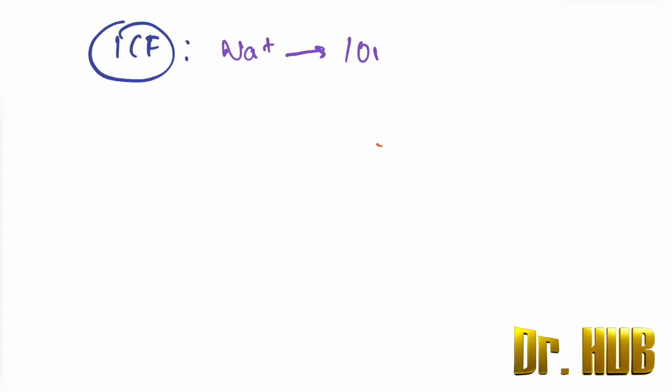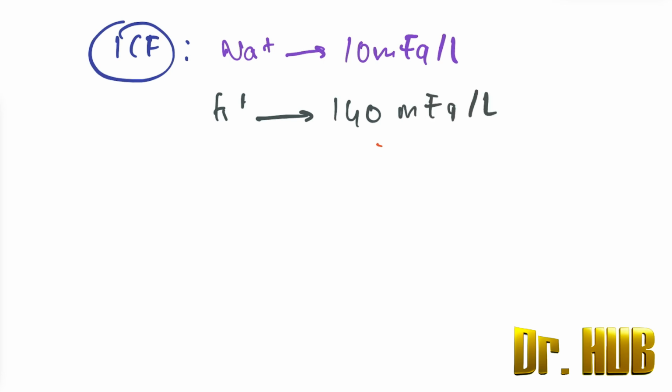Next we look at the ICF. ICF is nothing but the intracellular fluid. In ICF the sodium is 10 milliequivalents per liter, whereas in extracellular it was 142. The potassium in the intracellular fluid is going to be higher, that is 140 milliequivalents per liter, whereas in extracellular it was 4.